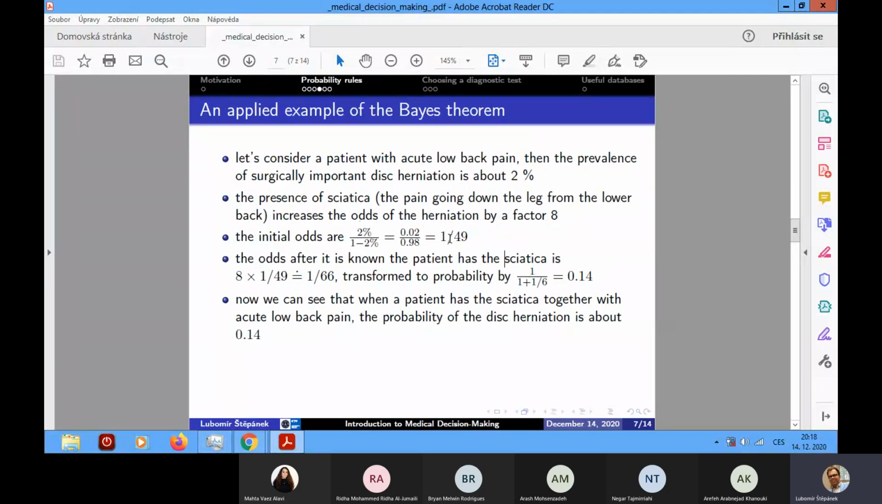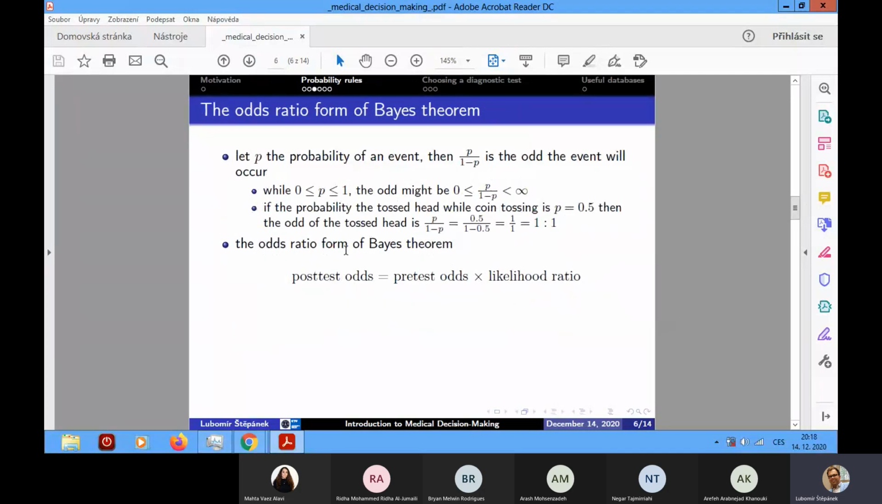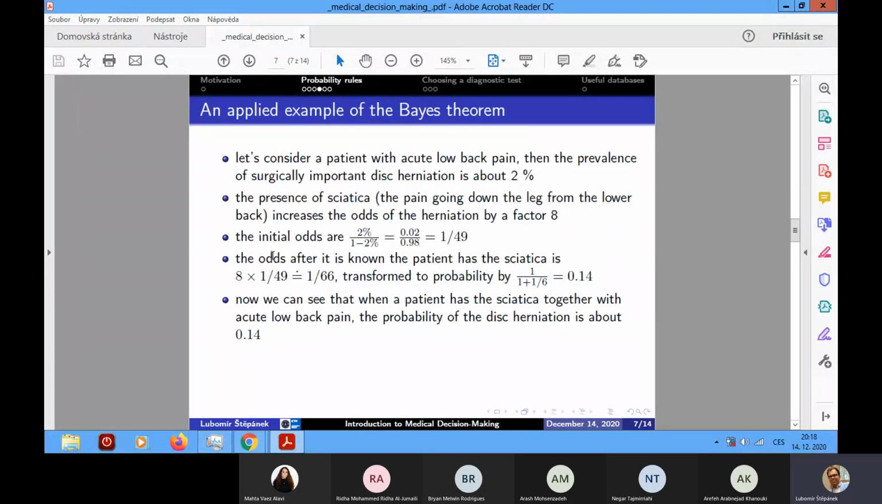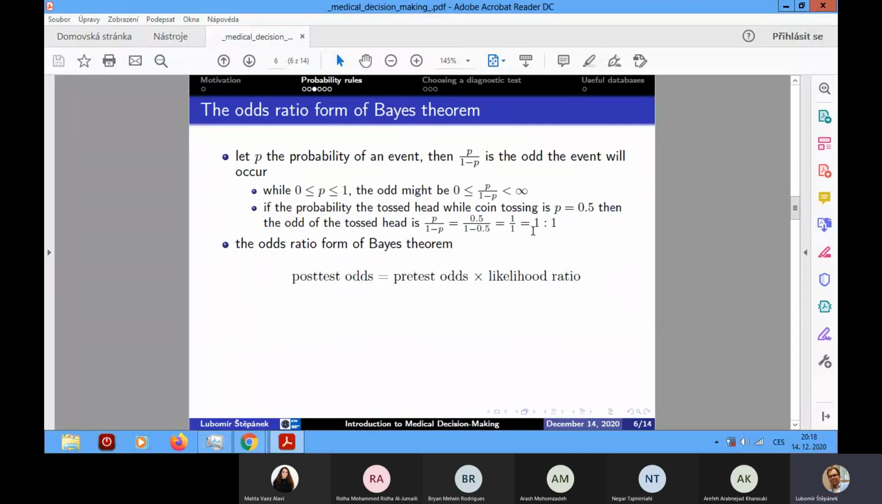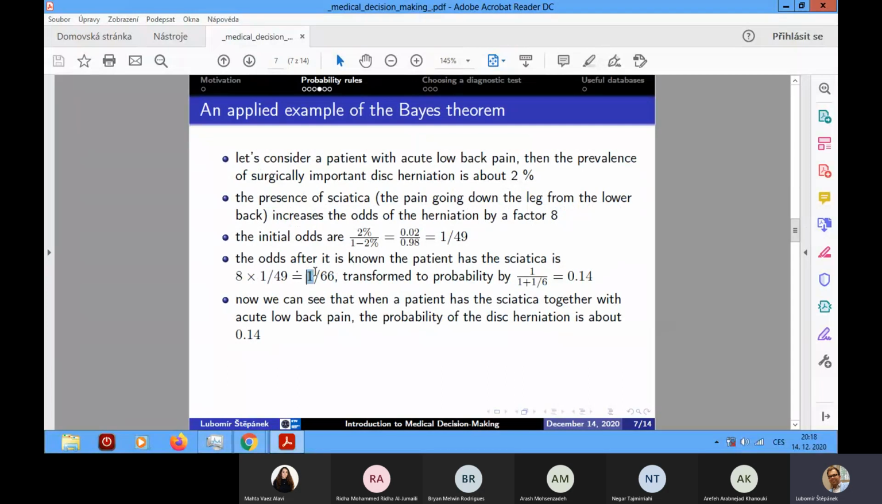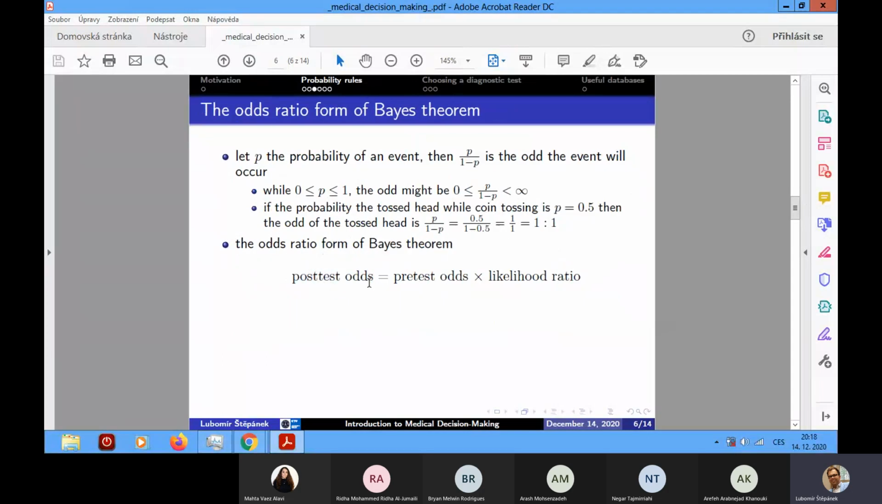So the initial odds was this, and now we can follow this formula, Bayes theorem. It is known that the patient has sciatica, so not only the acute low back pain but also the sciatica. Then we can simply calculate the initial odds multiplied by the factor 8, which stands for the likelihood ratio, and we get something around 1 over 6, and this is also odds because this is equal to the post-test odds, the posterior odds.